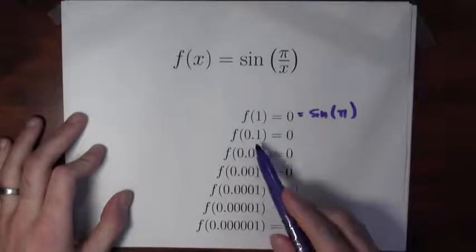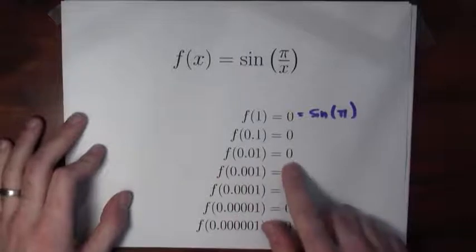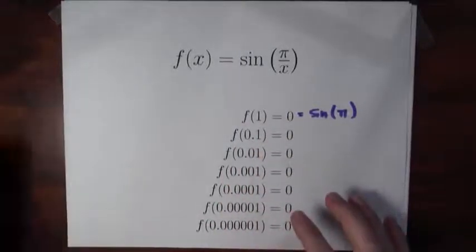What about the function at 0.1? I'm claiming that's also equal to 0. The function at 0.01, that's also 0. This can be kind of confusing. I mean, take a look.